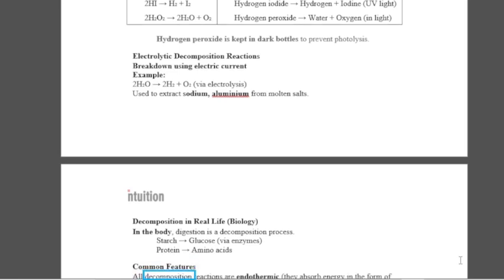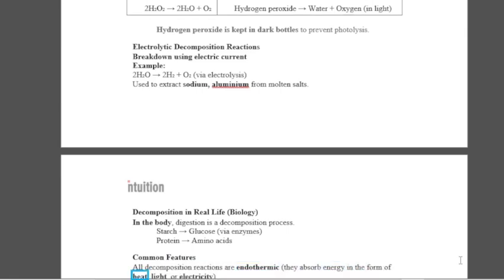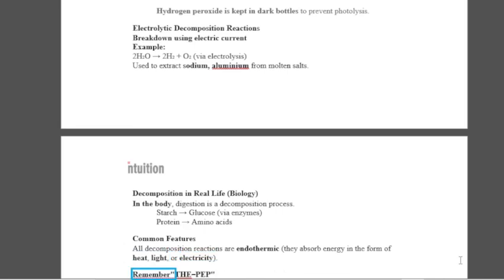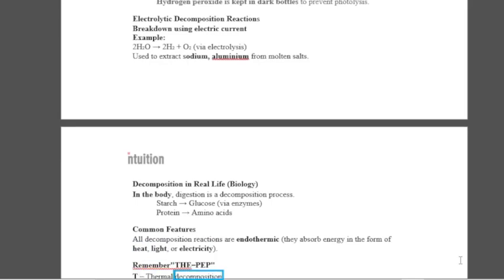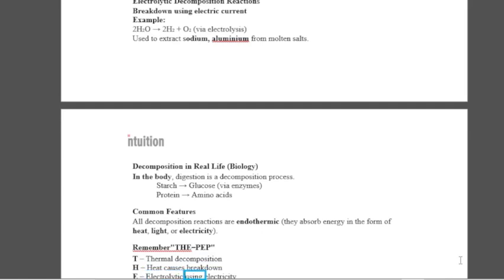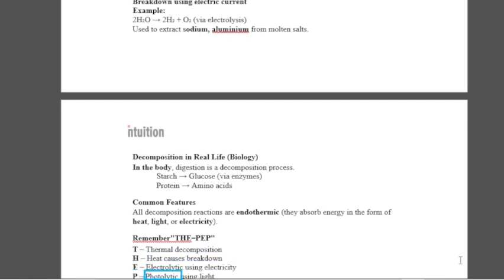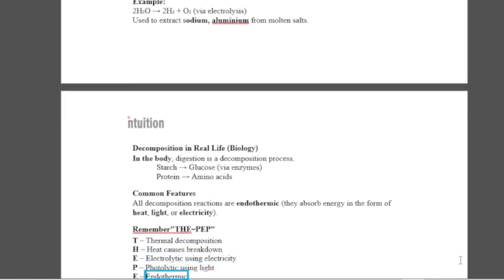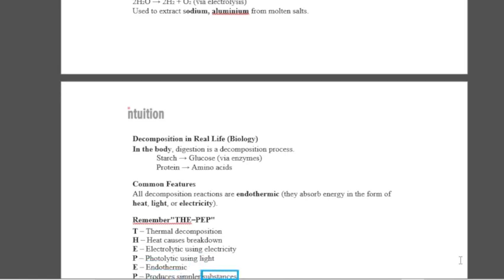Common features: all decomposition reactions are endothermic. They absorb energy in the form of heat, light, or electricity. Remember the PEP. T: thermal decomposition, heat causes breakdown. E: electrolytic, using electricity. P: photolytic, using light. E: endothermic. P: produces simpler substances.